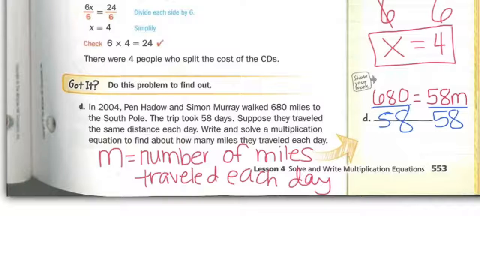You can go ahead and use a calculator to divide this. 680 divided by 58, once I do that in my calculator, I got 11.7241379, and it kept going on. I'm just going to round to the nearest hundredth, so it should be 11 and 72 hundredths of a mile each day. So they walked over 11 miles, almost 12 miles each day.